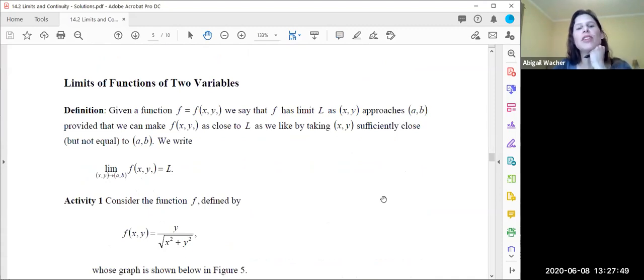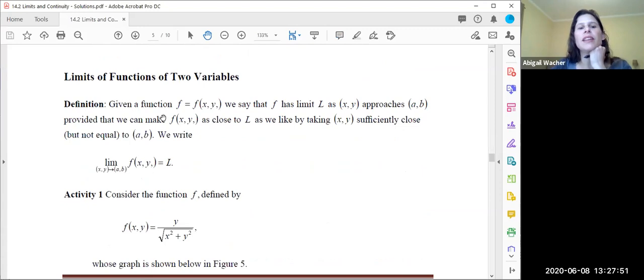So limits and functions of two variables. Given a function f of xy, we say that f has a limit L as xy approaches a point AB, provided that we can make f of xy as close to L as we like by taking xy sufficiently close but not equal to AB. So we write limit as xy goes to AB of f of xy equals L.